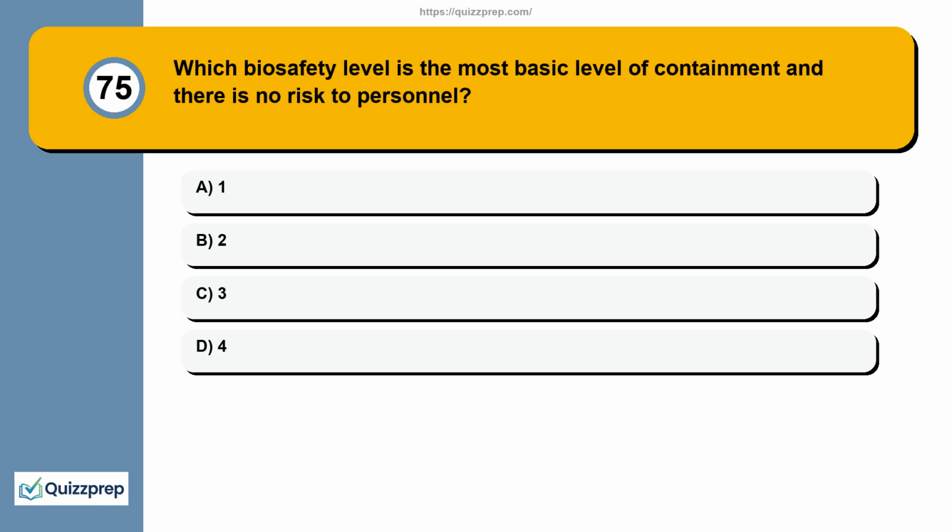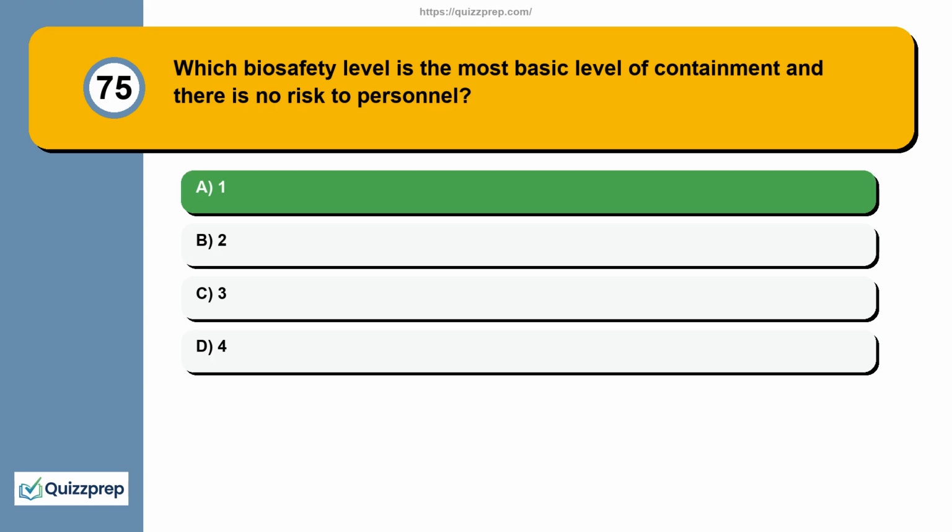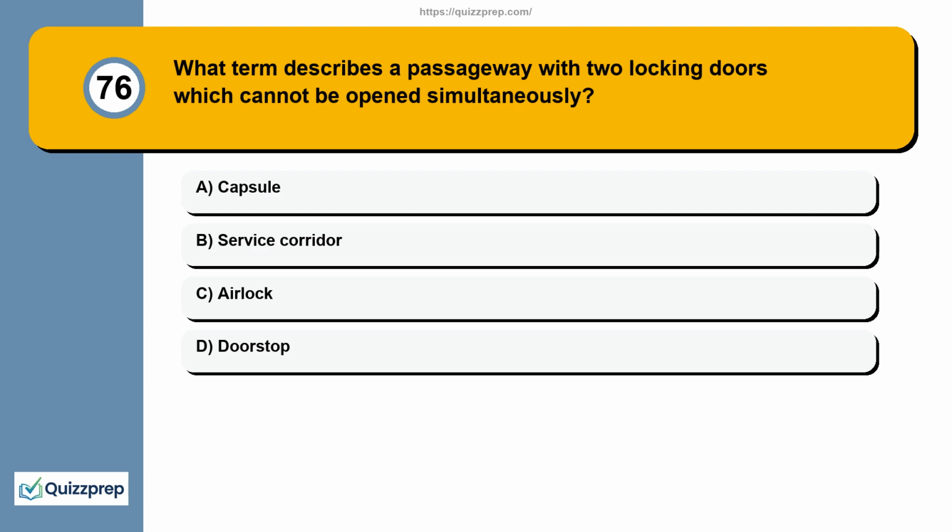Option A, 1. Option B, 2. Option C, 3. Option D, 4. The correct answer is option A, 1. Question 76. What term describes a passageway with two locking doors which cannot be opened simultaneously?